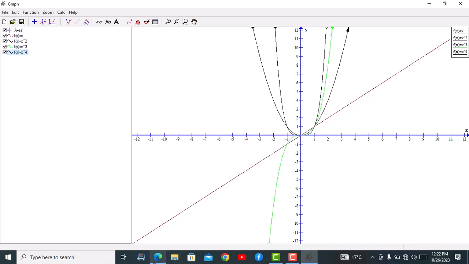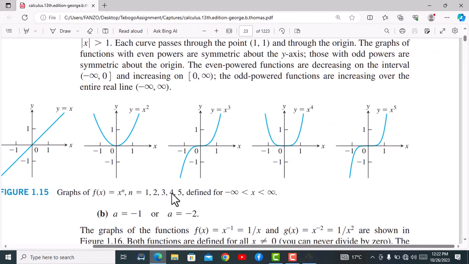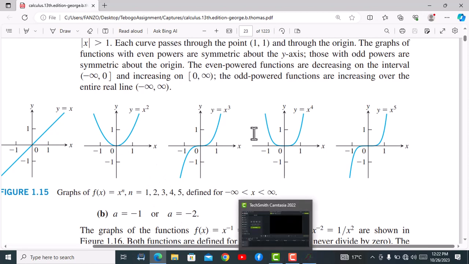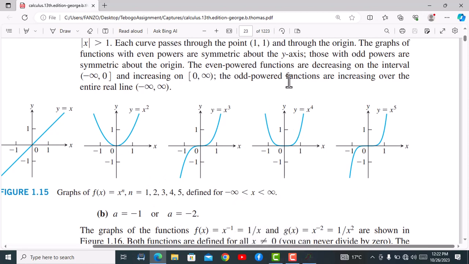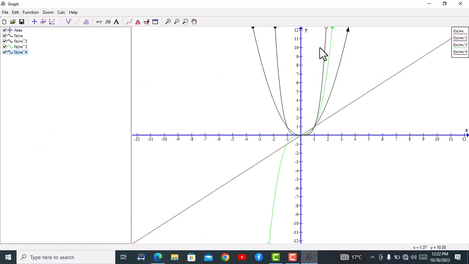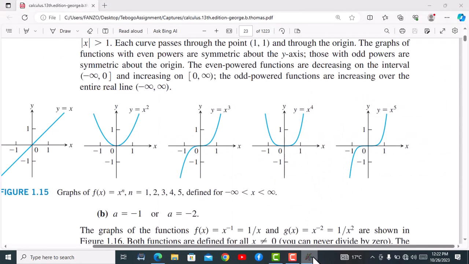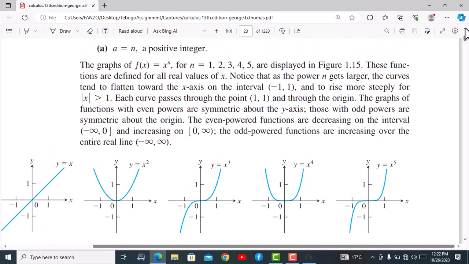And remember what we have read with these functions. Remember, it's an even function. So they say the graphs of the functions with even powers are symmetric about the y-axis. So that is no coincidence, we can see that. Okay. Those with odd powers are symmetric about the origin. That is fine. This is not what I'm looking for.